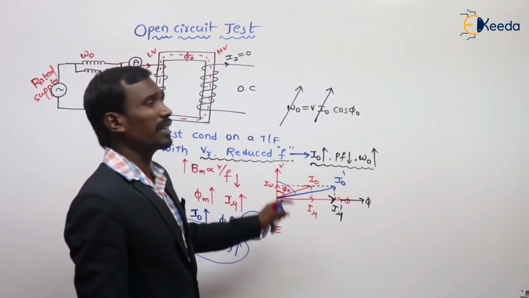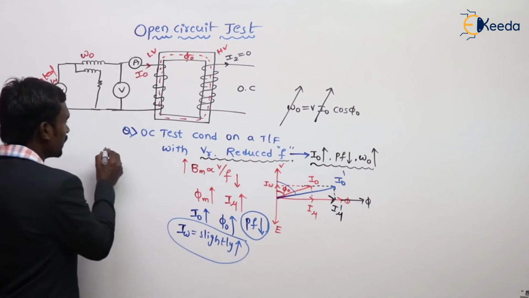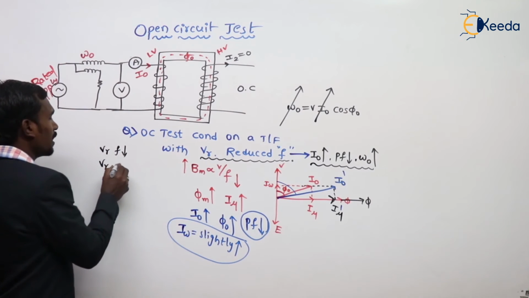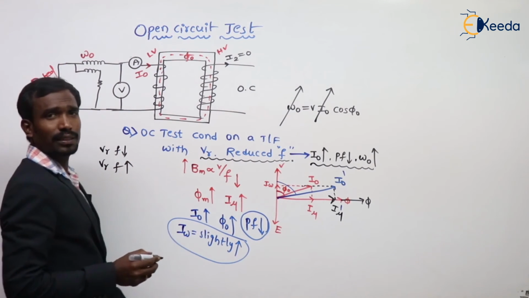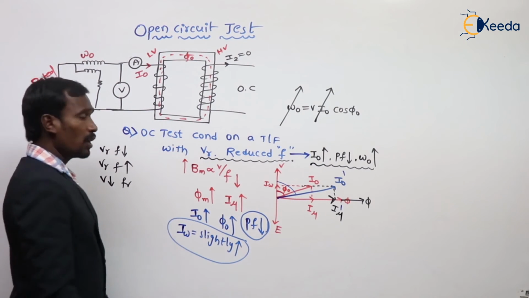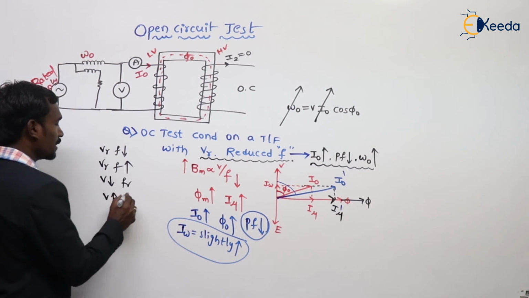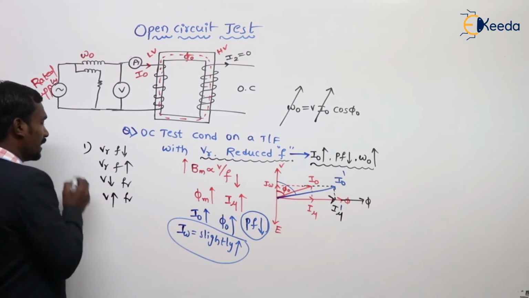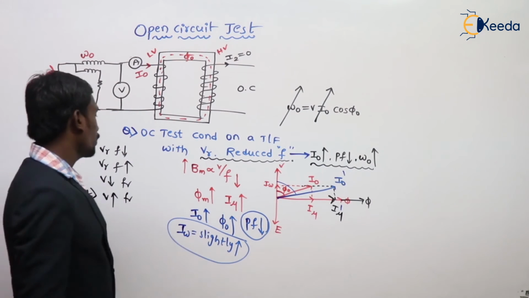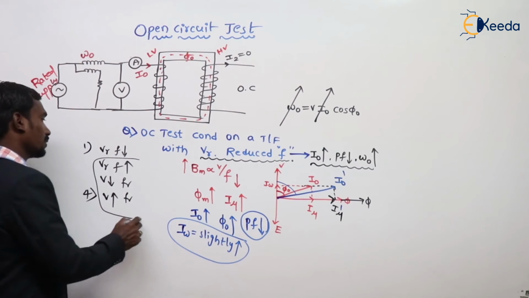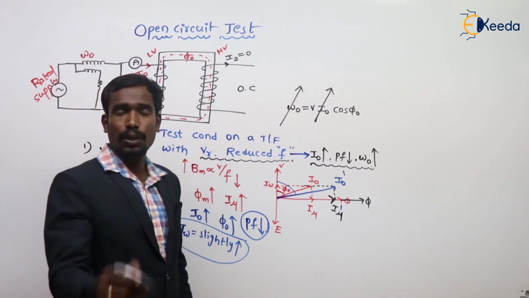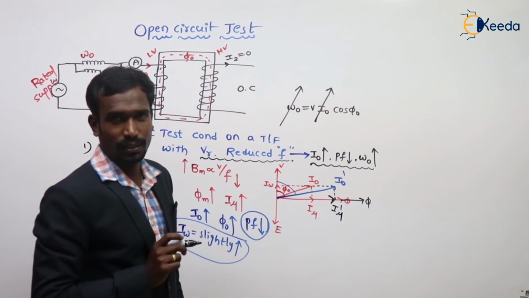This is the first case. What is the first case? Rated voltage, reduced frequency. What is the next case? Rated voltage, increased frequency. What is the next case? Reduced voltage, rated frequency. What is the next case? Increased voltage, rated frequency. Like this, we have four cases. I did just one case. You have to do these three cases. They may ask you any one of these, but it is very important for any competitive exams.